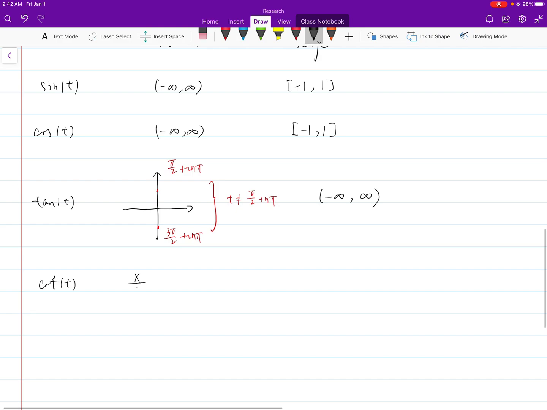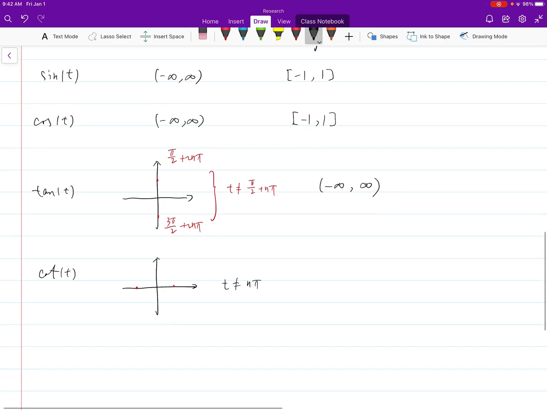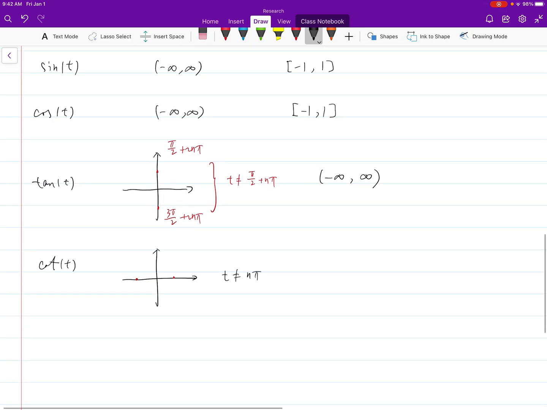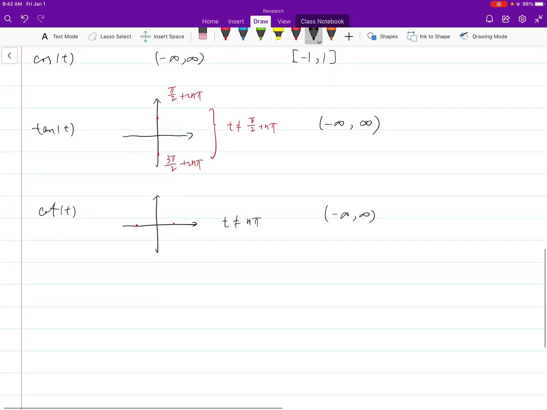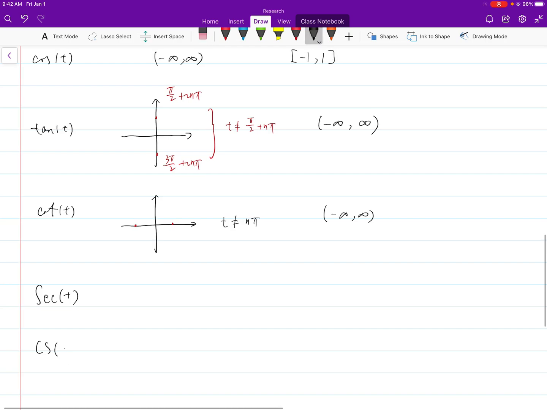With that in mind, you can do the same thing for the other three. Cotangent t is x over y. Therefore, that is where y cannot be 0. From here, you can see it's just 0 plus pi, so t does not equal n pi. Okay, range, same thing. Okay. Second, cosecant.